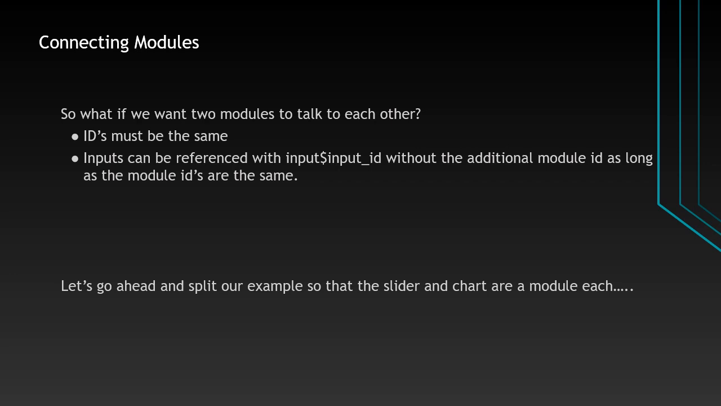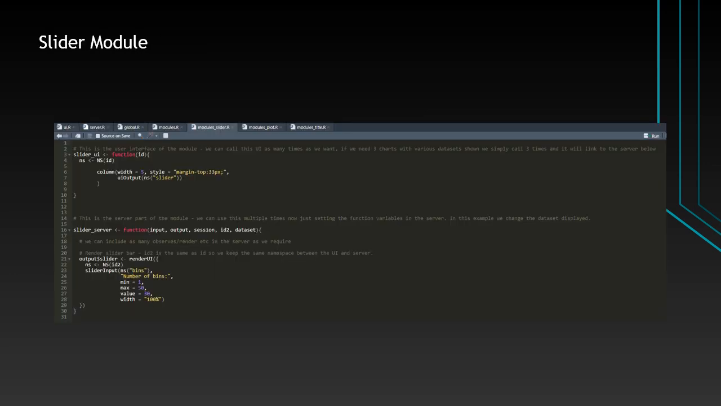Let's go ahead and split our example so that we have a slider and chart, which are a module each. This is now our slider module. At the top of it, we have our slider UI with our namespace notation, and we just keep the UI output with slider. We then have our slider server. Our slider server contains the render UI where we have our slider input that we are setting.